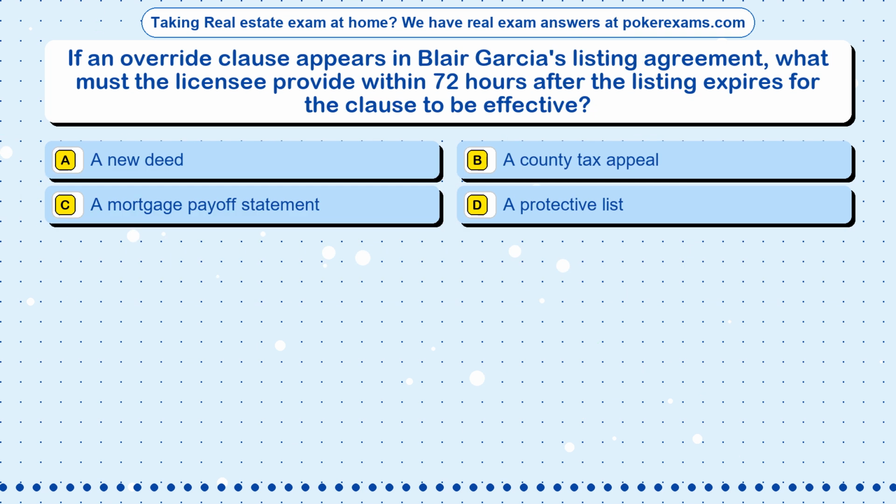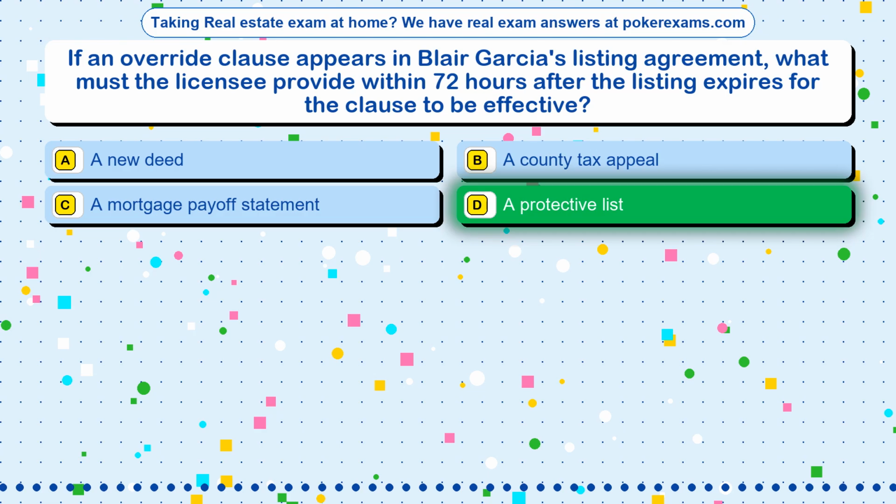Question 8. If an override clause appears in Blair Garcia's listing agreement, what must the licensee provide within 72 hours after the listing expires for the clause to be effective? Option A, a new deed. Option B, a county tax appeal. Option C, a mortgage payoff statement. Option D, a protective list.